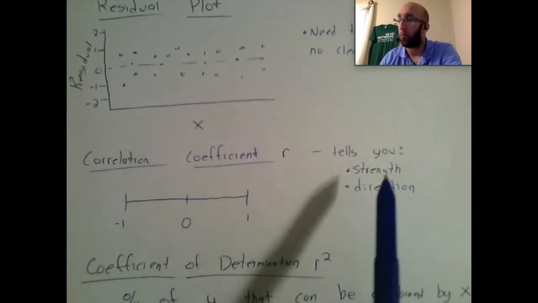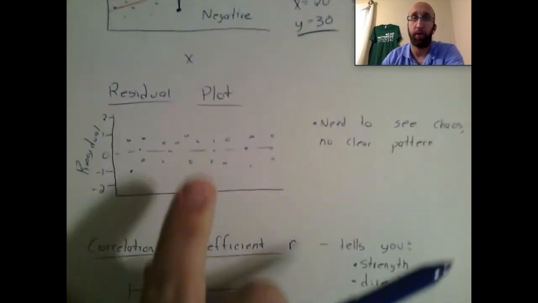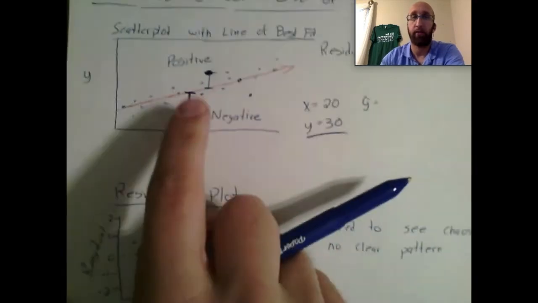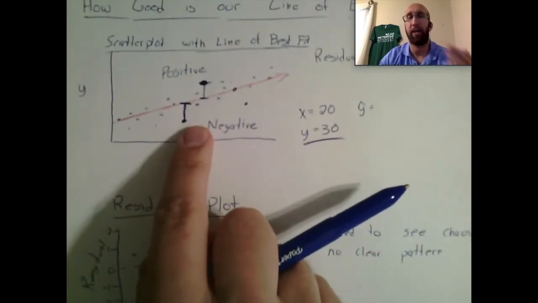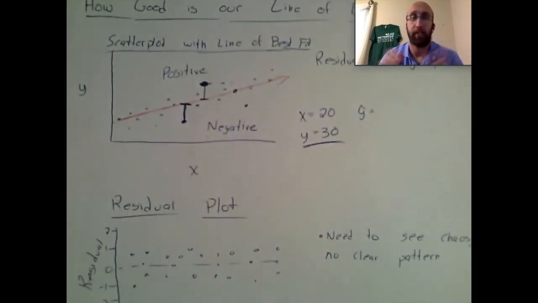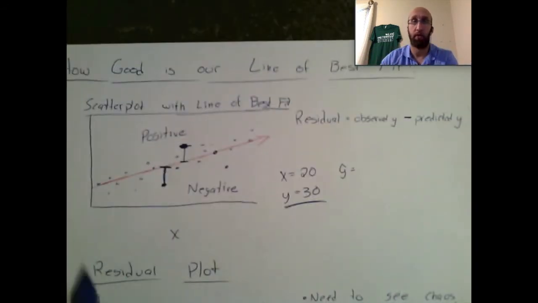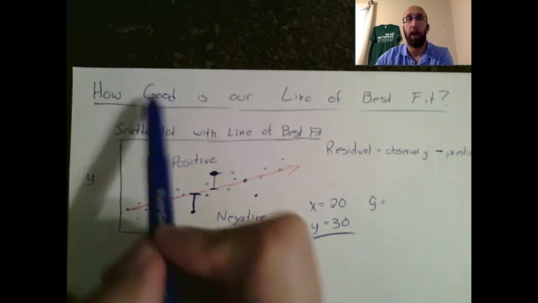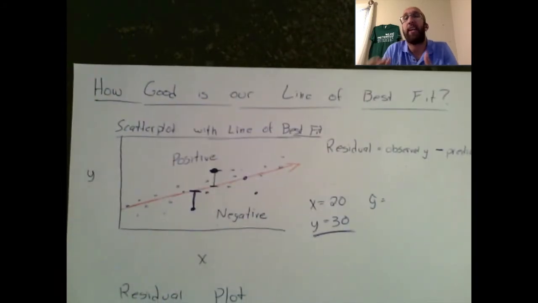Okay, so we're looking for strong correlation coefficients, chaos in the residual plots, and when I fit my line of best fit to my scatter plot, does it look like linear is a good choice? Okay, all three of those together are going to answer the question of how good is our line of best fit, and is a line of best fit appropriate here?